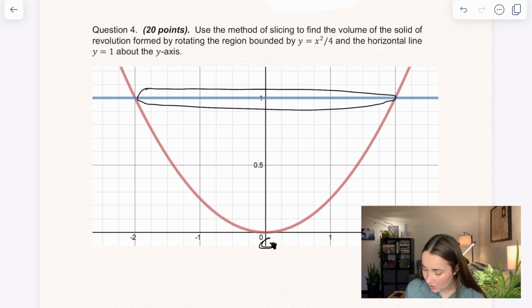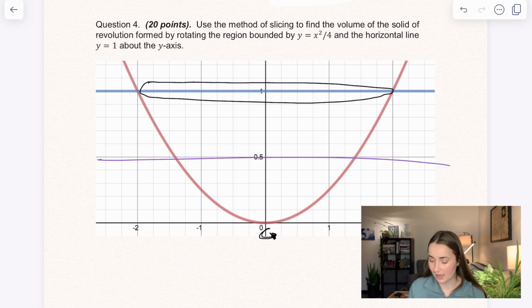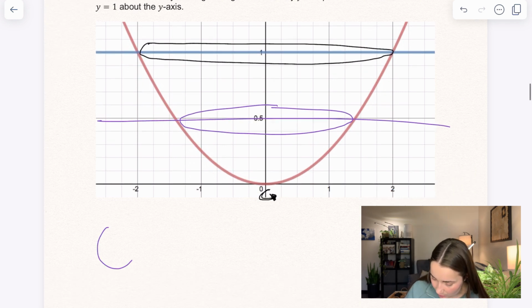So let's go ahead and talk about how we're going to set this up. Method of slicing means we're literally going to slice this in half or something like that. And so what would one of the slices look like? Well, it would look like a little circle. So let's go ahead and draw out that circle. We know how to find the area of the circle. The area is equal to pi r squared.